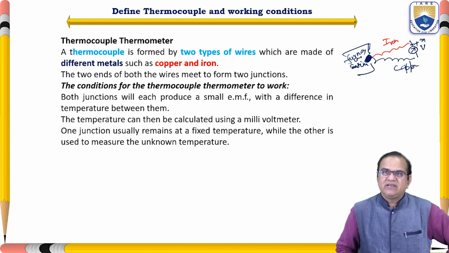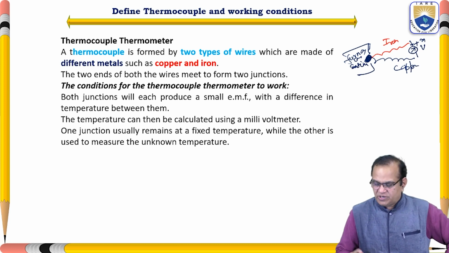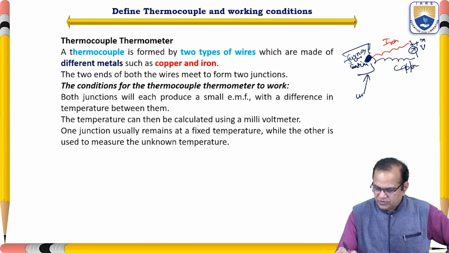One junction usually remains at a fixed temperature, while the other is used to measure the unknown temperature. So here is the unknown temperature, and this end is a known temperature, that is atmospheric.